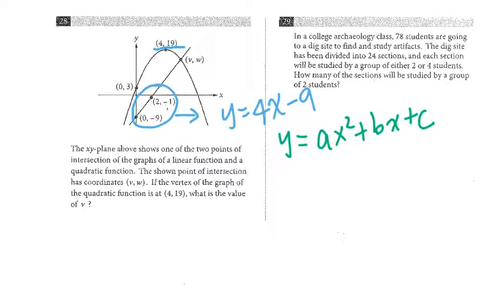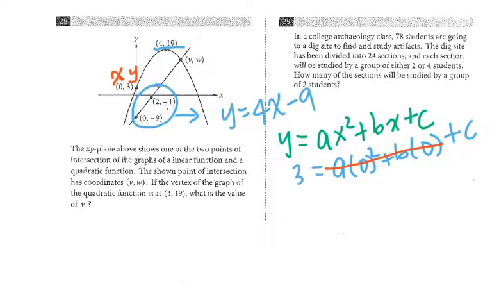And we can plug in x equals 0, y equals 3 into this quadratic function, because (0, 3) is on the graph. So you will get 3 equals a times 0 squared plus b times 0 plus c. This is 0, so you will get c equals 3.